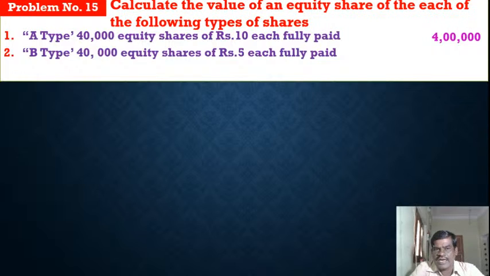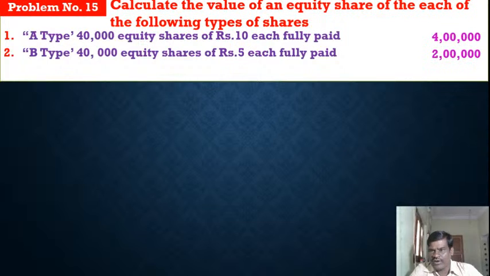Here in A type of 40,000 equity shares there is a face value of 10, but in case of B type there is a face value of 5. Means there is a different face value in each type. In A type the face value is 10, in B type rupees 5. That's why it is a problem how to calculate the value of a share.